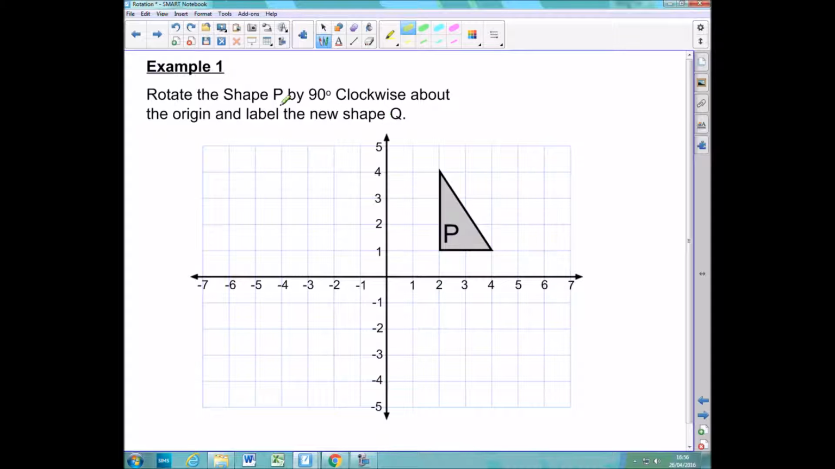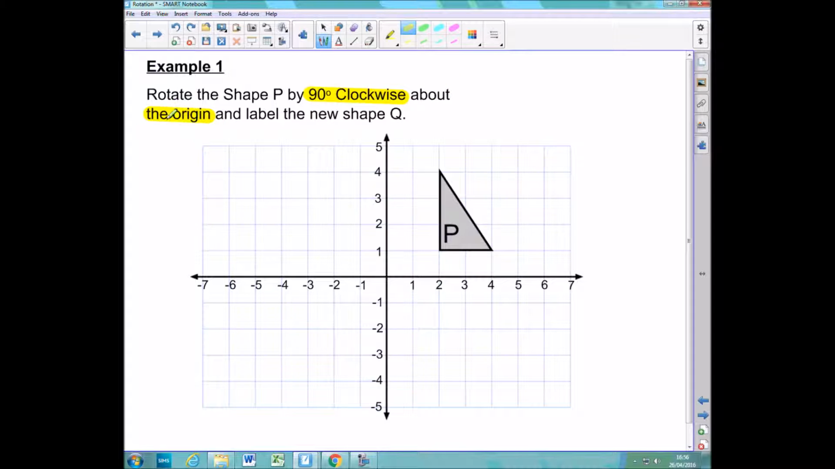First off, it's asking us to rotate the shape P here, which is a triangle, by 90 degrees clockwise about the origin. Okay, so there's a couple of key bits that I've highlighted there. Firstly, 90 degrees you should be aware of having done angles, and clockwise, hopefully you also remember, is the way that the clock runs, which is this way around here.